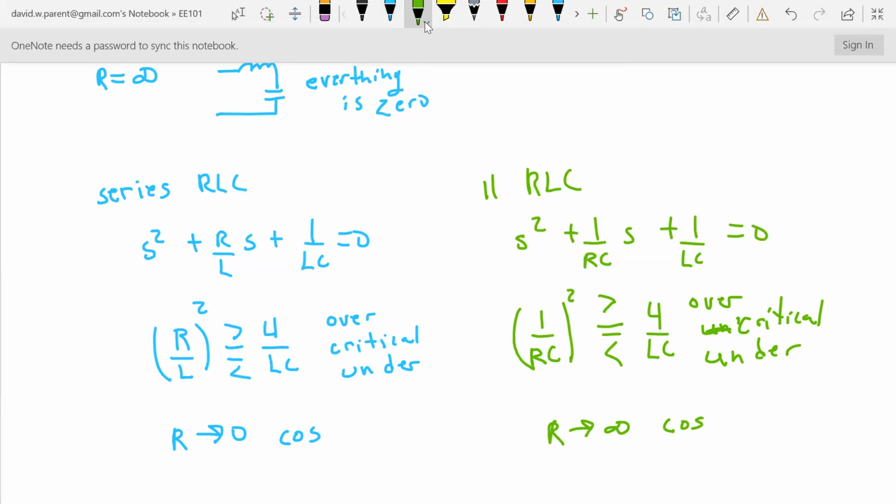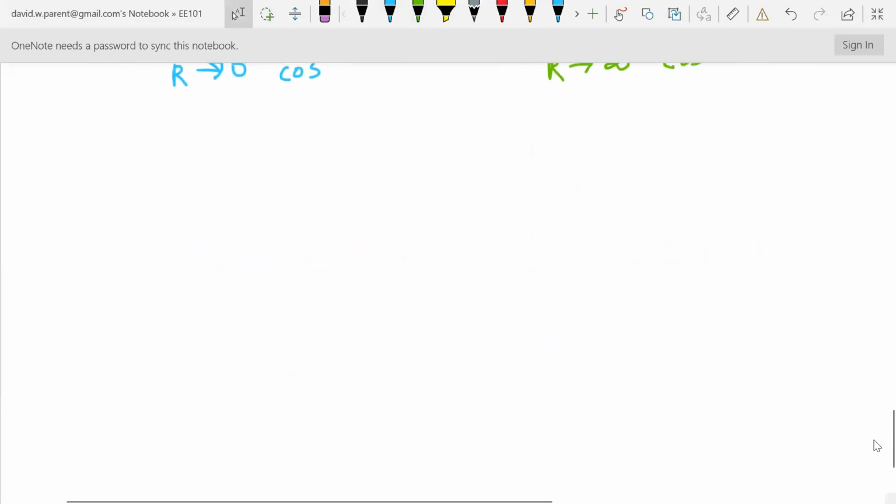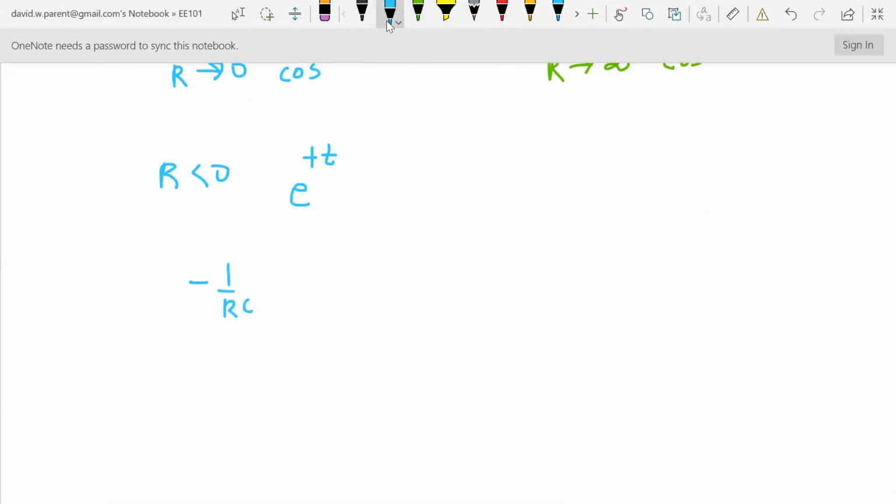Then there's one more case I think that they have, is that if R is less than 0, instead of 1 over minus RC, the roots are positive, which gives exponential increase. And here, it's R over L, same thing. If R is less than 0, this negative becomes a positive, we get exponential increase.